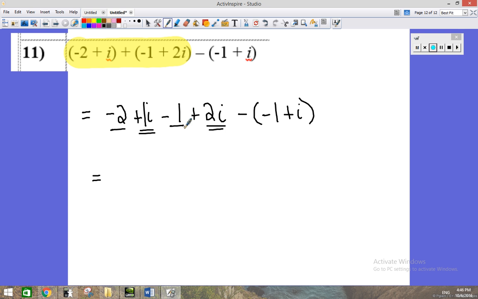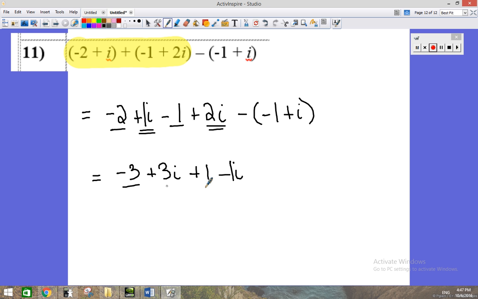So what do we get with the real parts? Negative 2 minus 1 is a negative 3. What do we get with the imaginary parts when you have 1i plus 2i? Well, that's 3i. And now when I subtract, I can come in and distribute that negative sign to both terms. When I subtract a negative 1, the double negative there becomes a positive, plus 1. And then when I subtract the positive i, it actually is written as minus i. And I'm going to put a 1 in front of there just to visually help me.